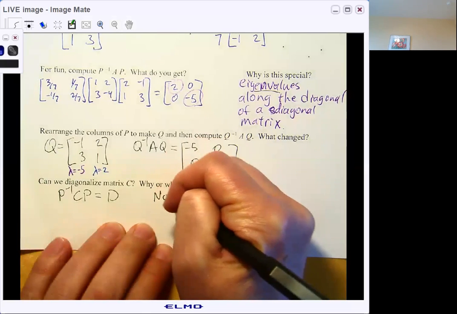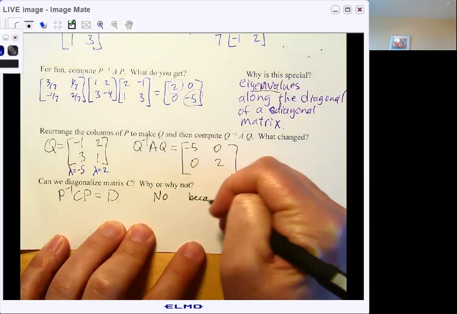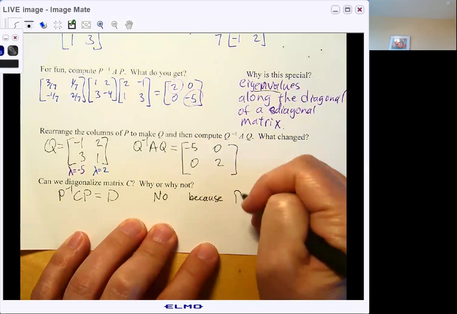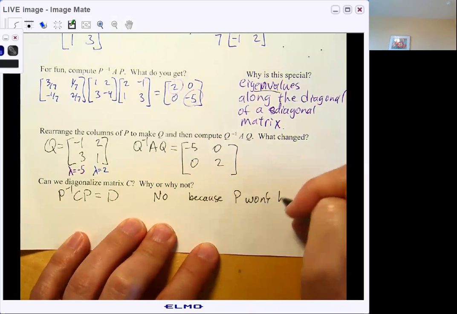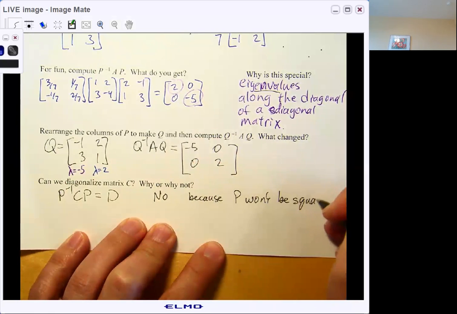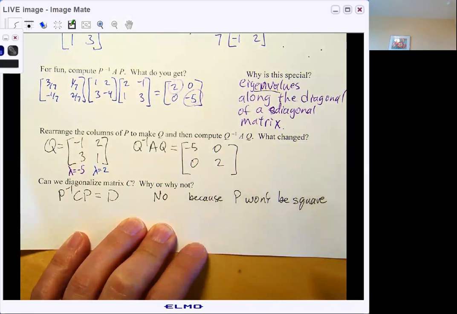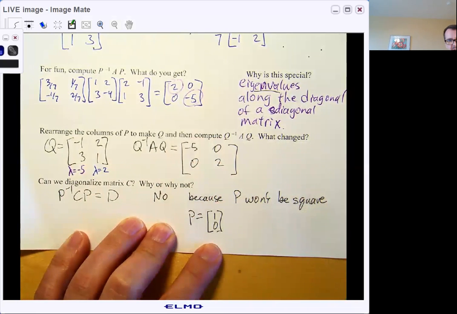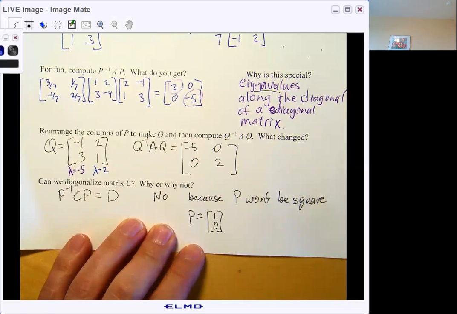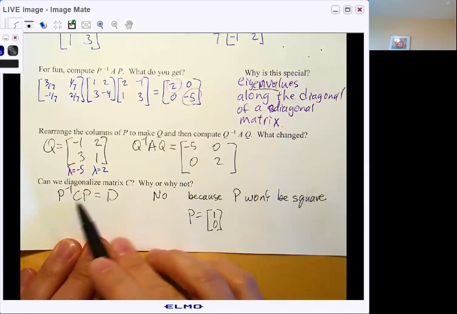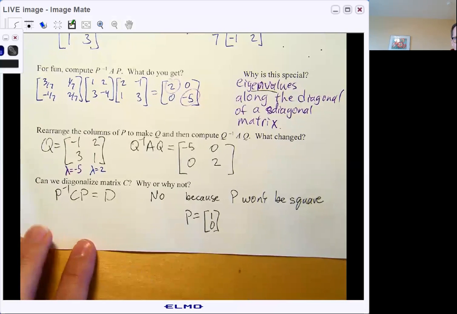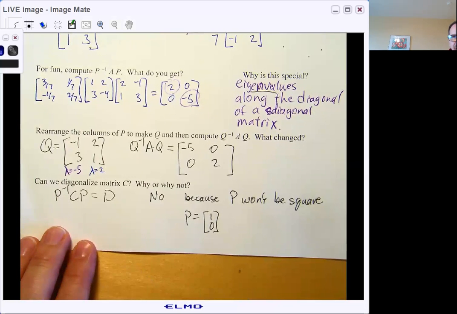Well, the correct answer is no, because if we try to make that P matrix, it won't be square. If I try to make a matrix out of its eigenvectors, I only get this one column. It's not a square matrix, so it won't have an inverse. Let me pause the video right there, and we'll catch up on the next part of the problem.